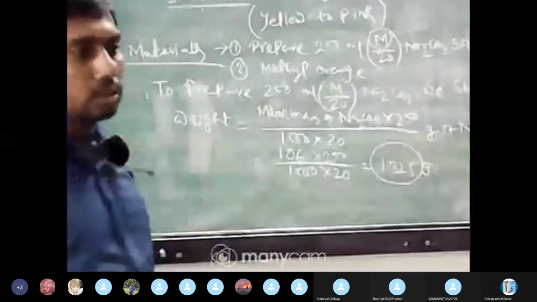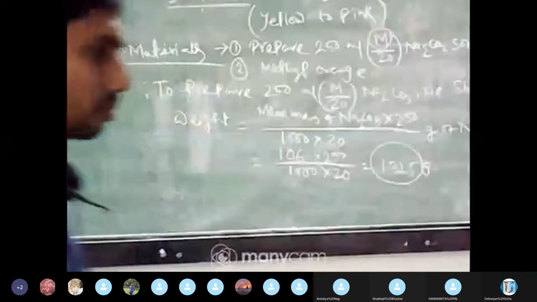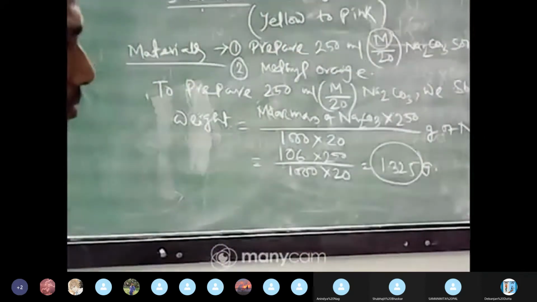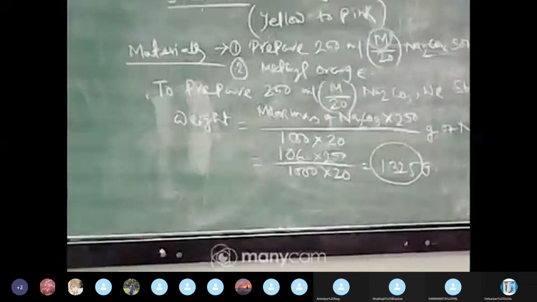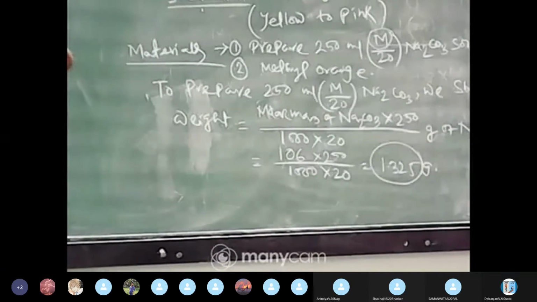Now I will go for the calculation and the observation of the data. Experiment number 1 is to determine the strength and molarity of given NaOH solution by standard oxalic acid solution. Now I am going to the next slide.